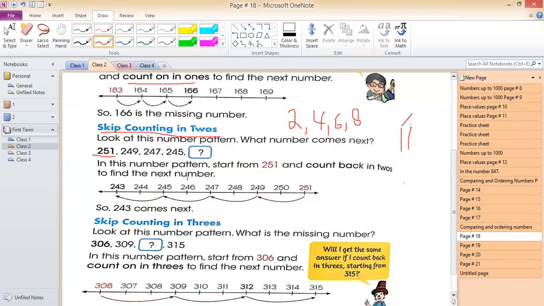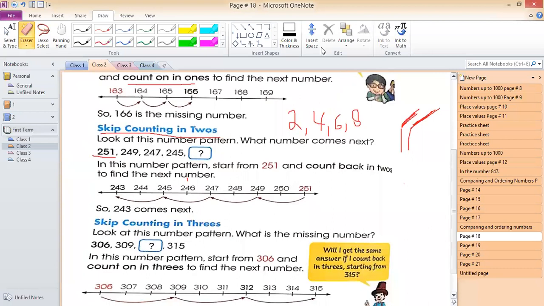After 2, what comes? 3 and 4. Look, this is 4. After 4, what comes? I will count 5 and 6. So I write 6. After 6, what comes? 7, 8. After 8, what comes? 9, 10. After 10, what comes? 11, 12. After 12, what comes? 13, 14. So in the same way, I can write many more numbers in this series.